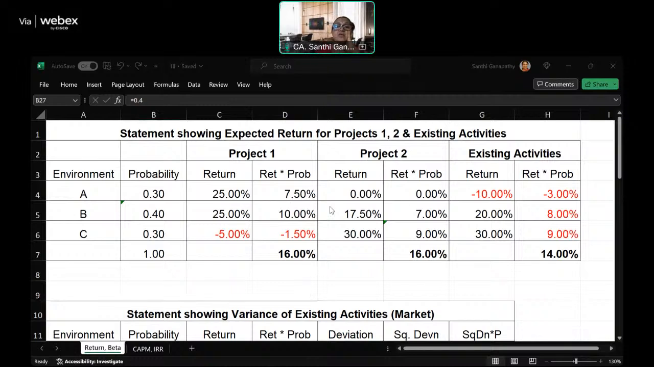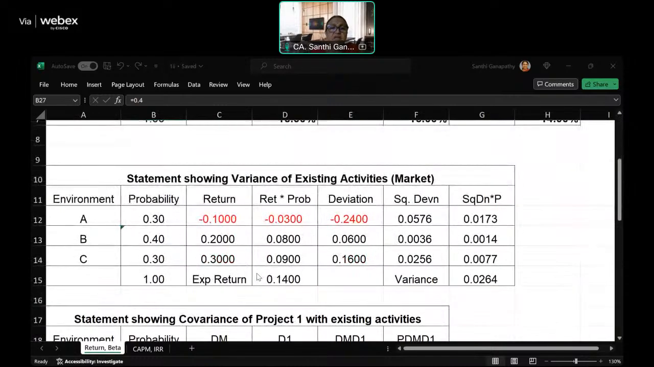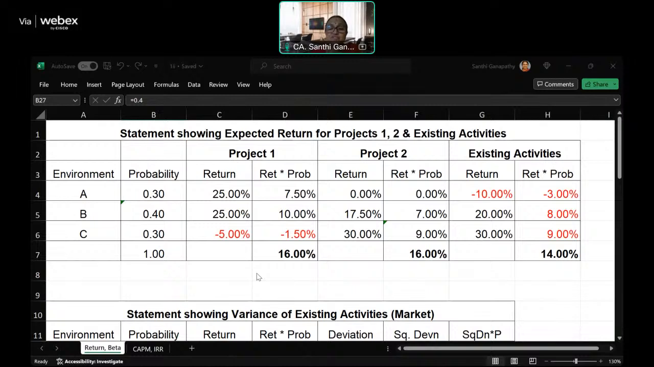So now, what am I doing? I already had the return for the 3 situations given. Multiply with the probability, get the return for project 1, return for project 2, and return for these existing projects. We already saw that for computation of beta, we need covariance and variance of existing activities. So that we understand.